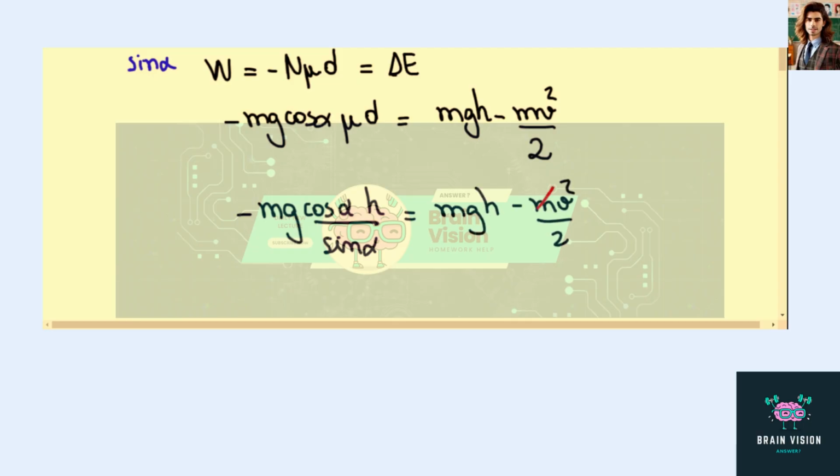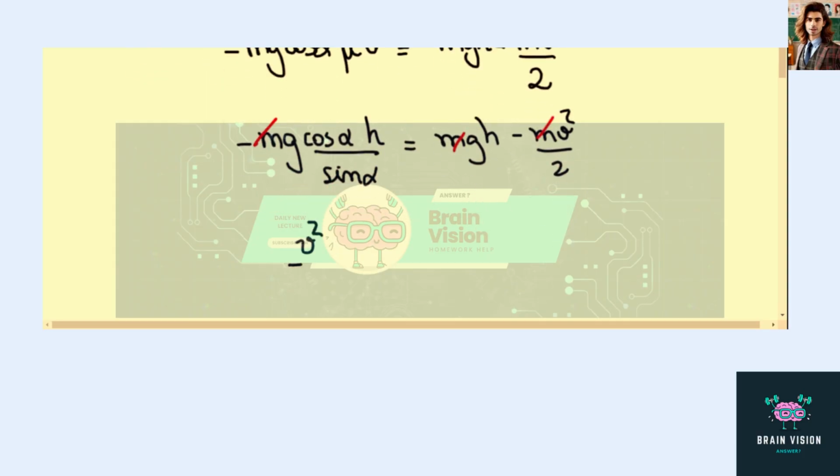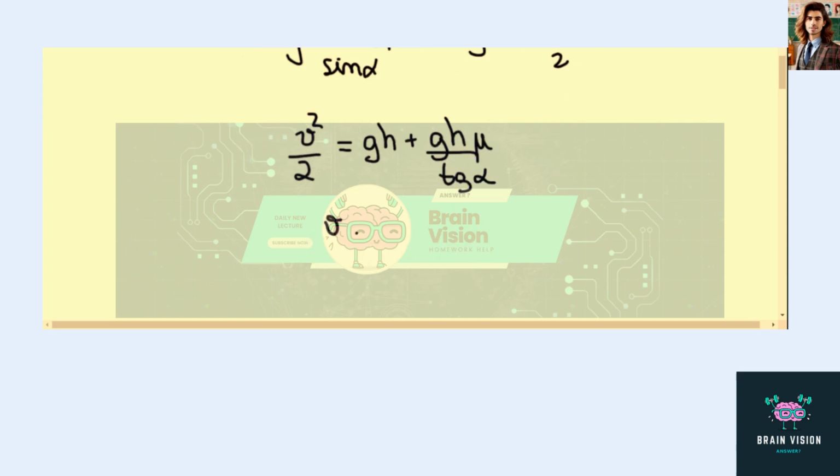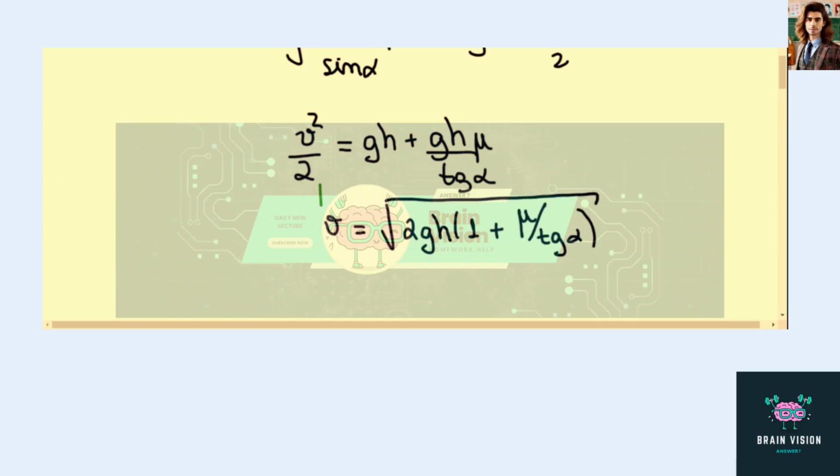The m's cancel out. So v squared over 2 is gh plus gh times mu over tangent of alpha. So v is equal to the square root of 2gh times 1 plus mu over tangent of alpha, which is the answer we were looking for.